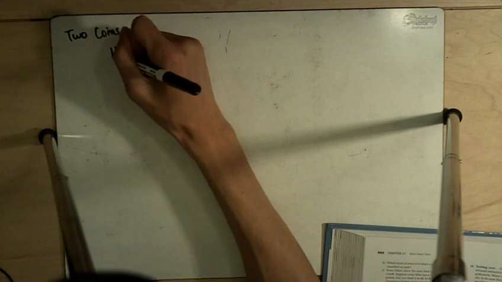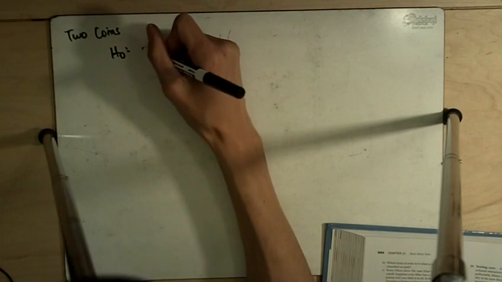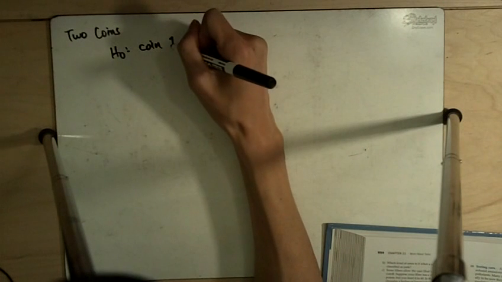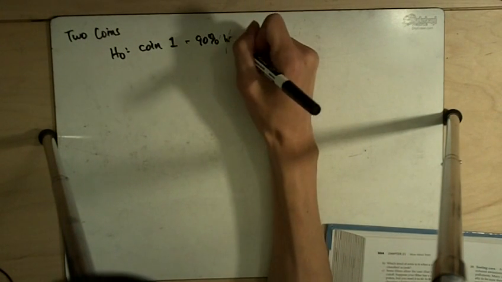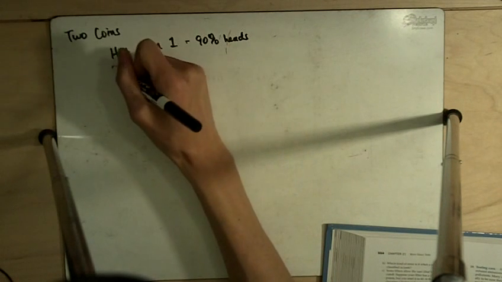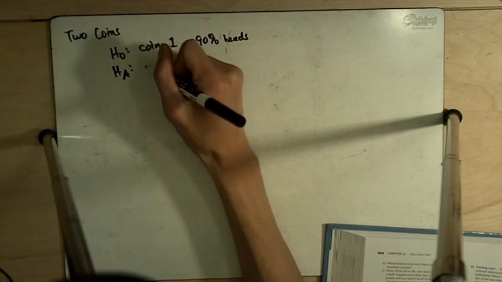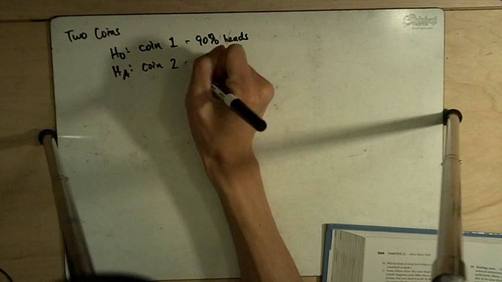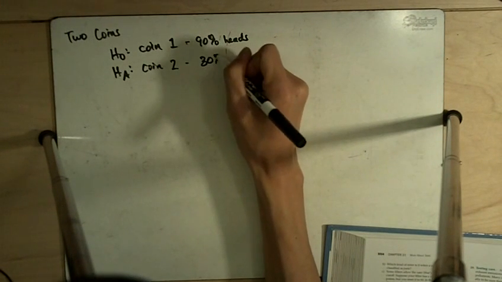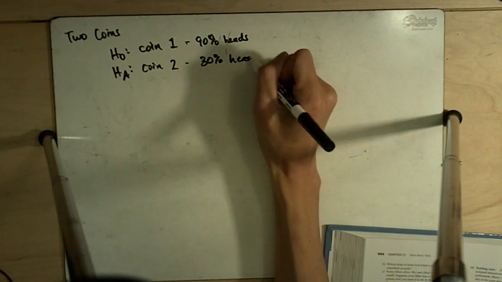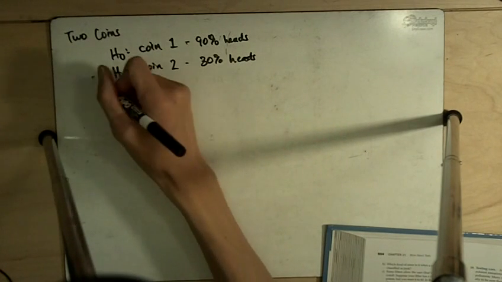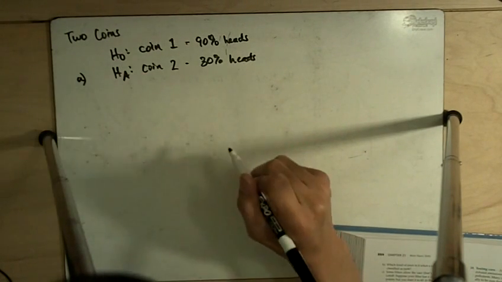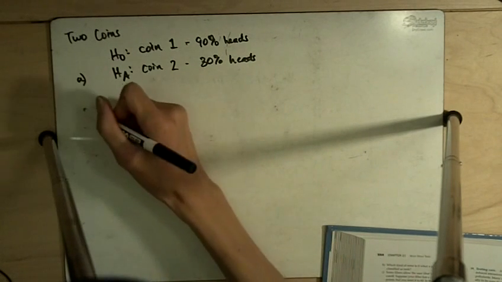So our null hypothesis is that we have coin 1, which is 90% heads. Meaning our alternative hypothesis is that we have coin 2, which produces 30% heads. Those are our only possibilities here when we have two coins in the drawer. So that is part A. Part A is that we have the other coin.